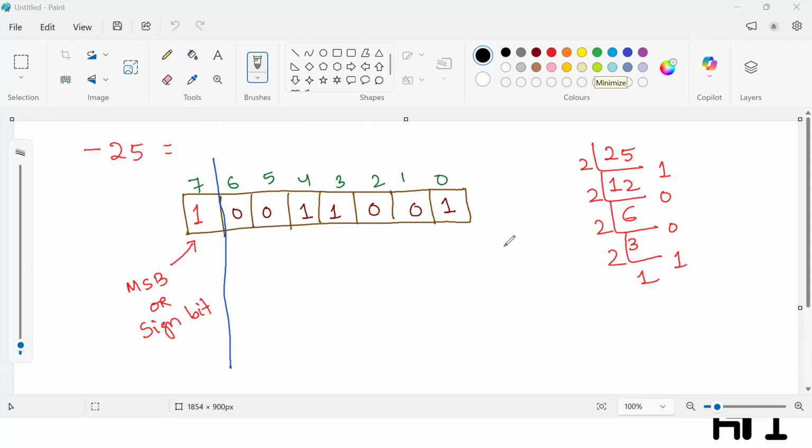Clear? So first of all, what we need to do, you have to find the 1s complement. So what do you mean by 1s complement? 1s complement means 1 will become 0, 0 will become 1. That is what my 1s complement is. Okay. So let us represent in 8 bits again.